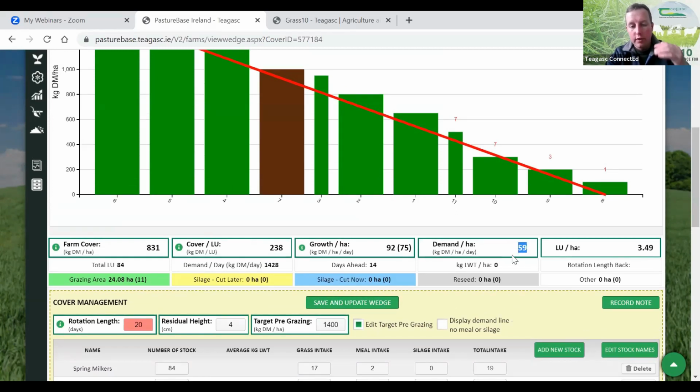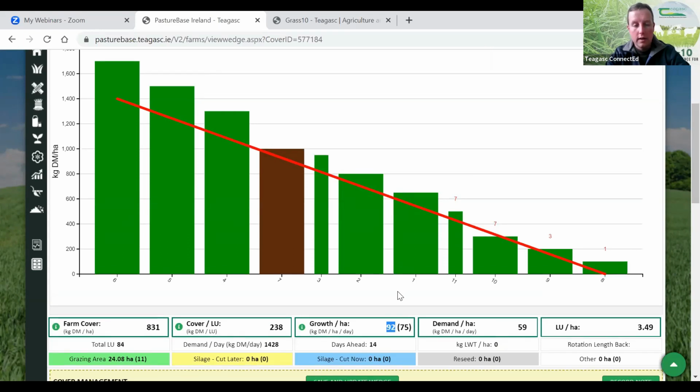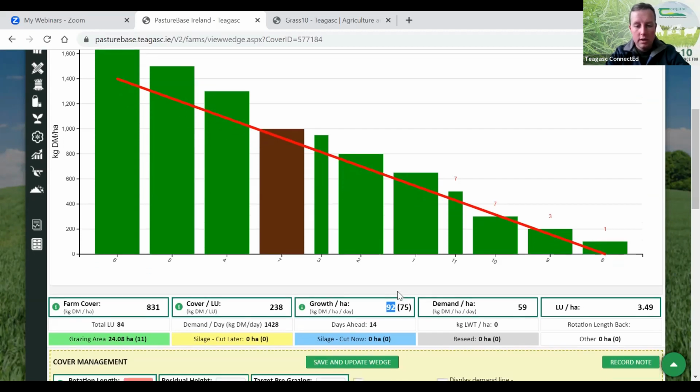Your demand's gone from basically 50 back up to 60, but the growth is 90 here, so it's going to have no effect really on keeping on top of grass. It requires a bigger decision. Some people might have heifers on a grazing block. They could pull a paddock out for heifers to graze if it had gone a bit strong, or something to that effect.